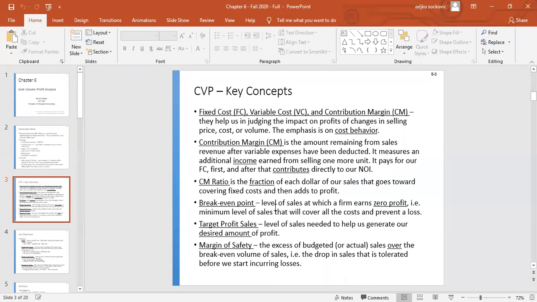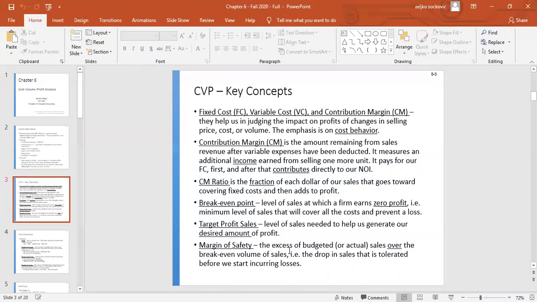Break-even point is important. First of all, what is it? It's where our profit is zero, right? Our profit is zero at break-even point. Break-even point refers to the level of sales. So when we say our break-even point is $500,000, that means our sales are $500,000 at zero profit, at break-even.